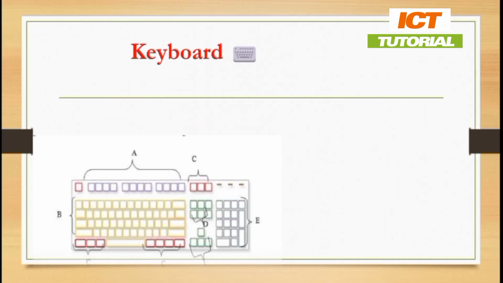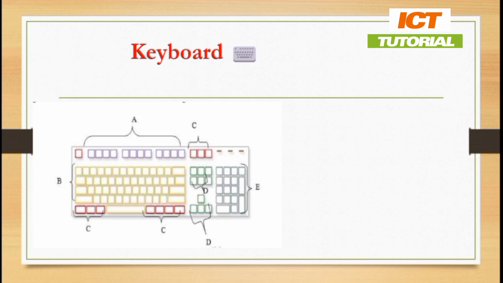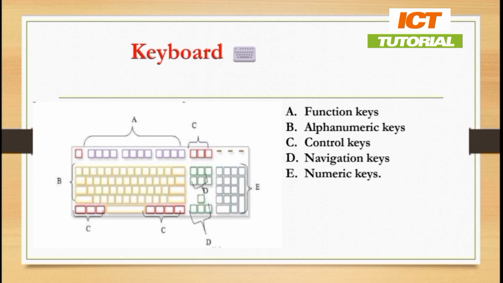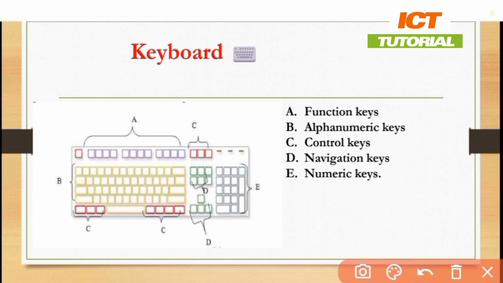I think I have the picture of the keyboard. Yeah, this is the keyboard. When you look at my screen, we have A. This is what we call the function key. They are used for special function, whereby we have F1, F2, F3, F4. B, we have alphanumeric keys. They begin from A to Z. So remember, they are not categorized as A, B, C, D, but they are mixed. So these are the alphanumeric keys.